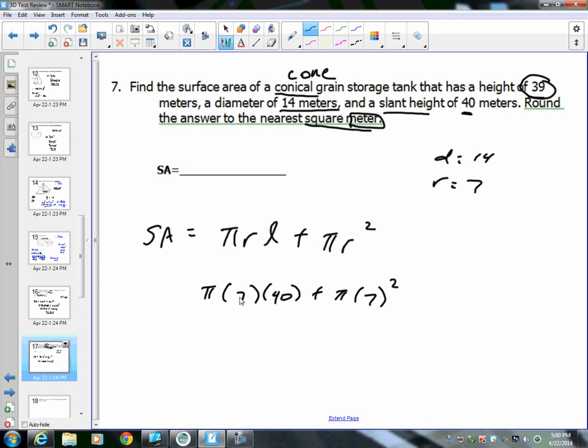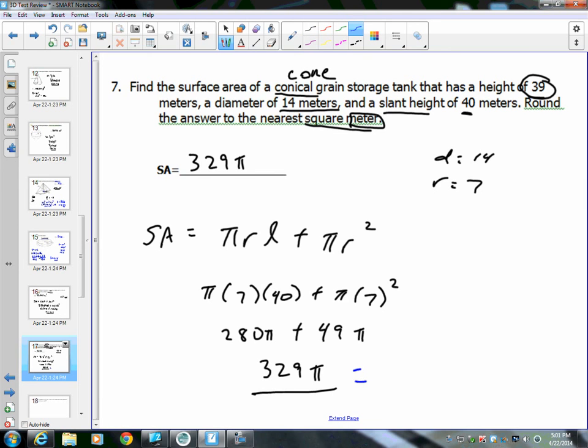Okay, so let's go ahead and multiply these out. 7 times 40 is 280 pi, plus 7 squared is 49, and carry along that pi. 280 plus 49, and we get 329 pi. Now this is in terms of pi, which is an okay answer if that's what it's asking us for, but in this case it says round the answer to the nearest square meter. So it's wanting us to go ahead and multiply these together. So I'm going to go ahead and do that.